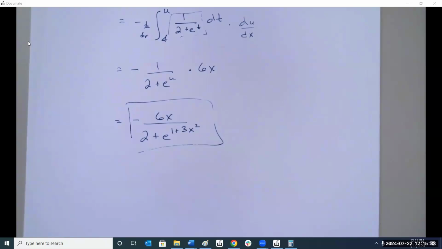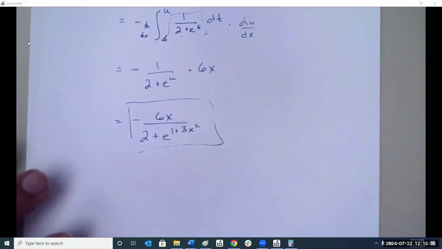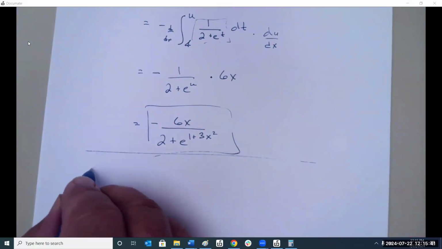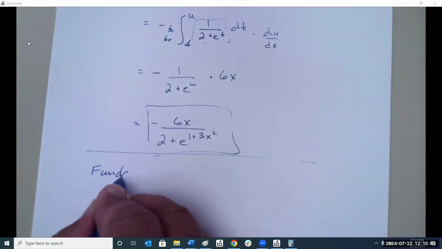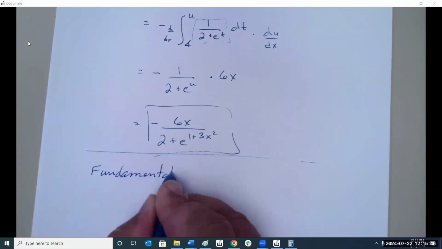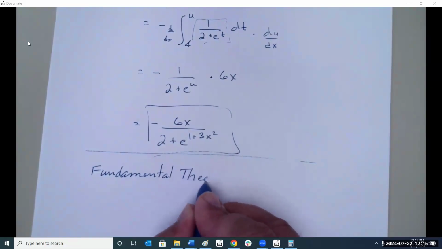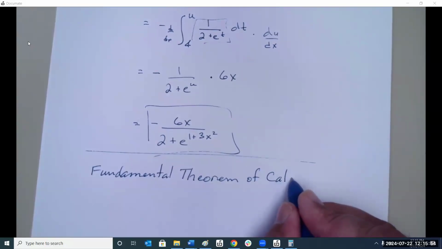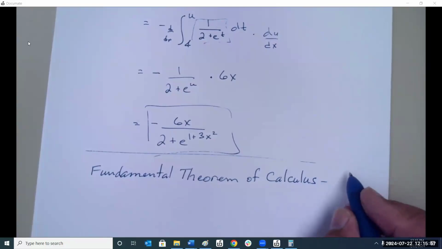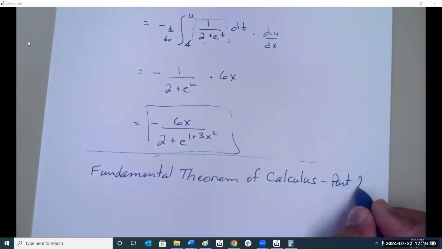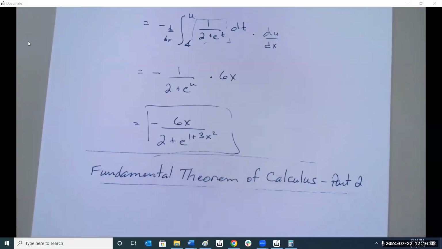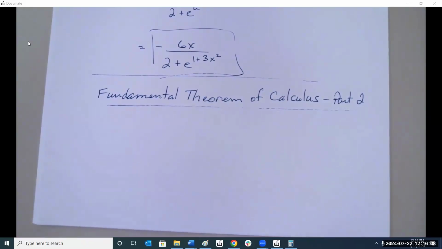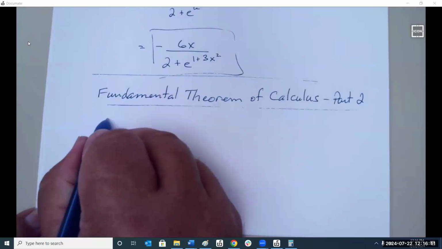Okay, so that was the fundamental theorem of calculus part 1, of doing all that stuff. Now we have the second part, which is the one we're going to use. Part 2. And we always start off the same way.